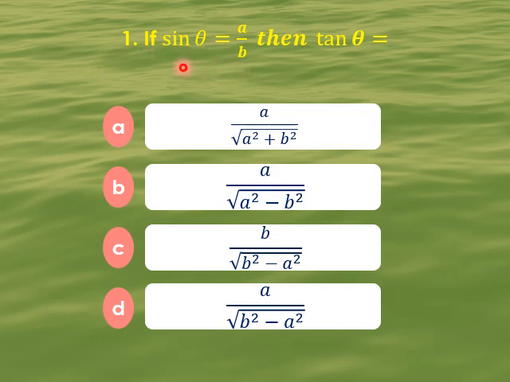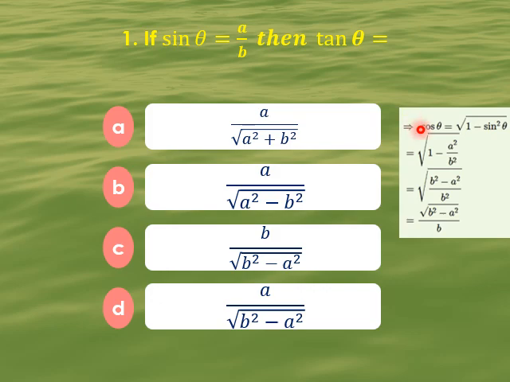In the first problem, we are given sine theta is equal to a by b. Then we need to find tan theta. We know that tan theta is sine theta by cos theta. So sine theta is already given, so we need to find cos theta. Whenever sine theta is given and we need to find cos theta, we can use the identity sine square theta plus cos square theta equal to 1. So cos square theta will be 1 minus sine square theta, so cos theta will be square root of 1 minus sine square theta.